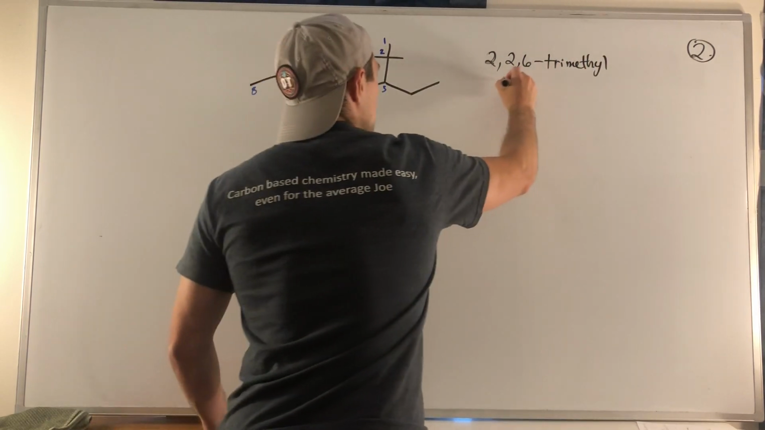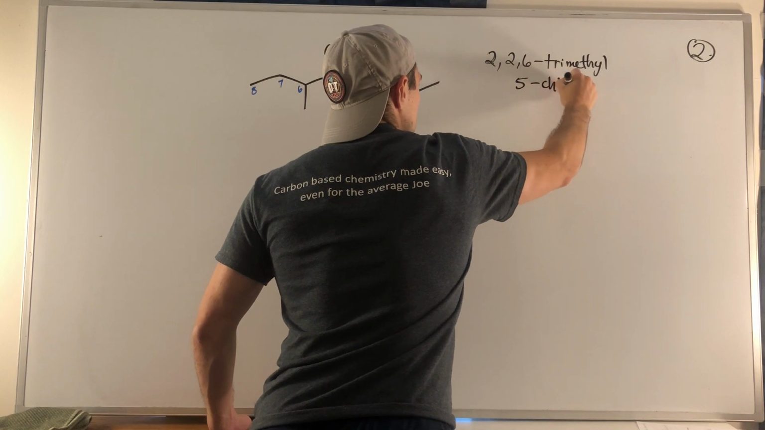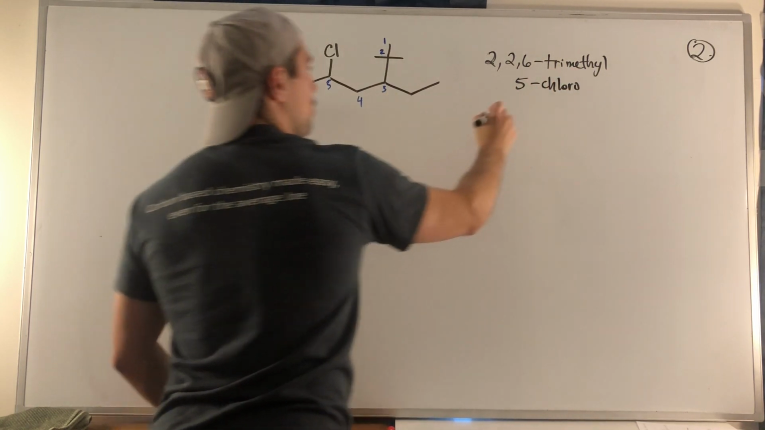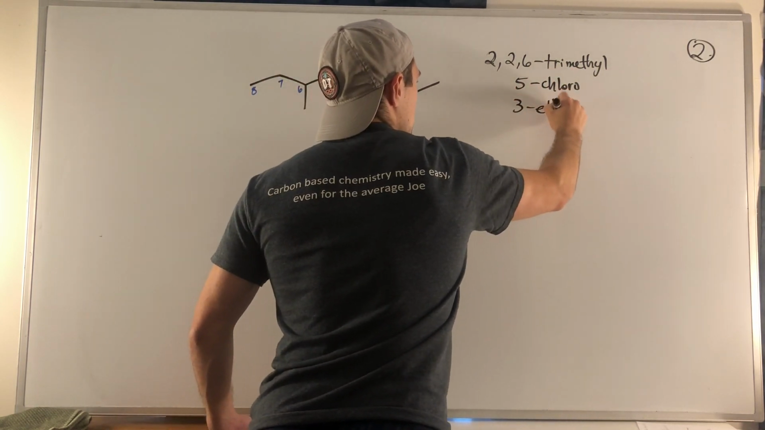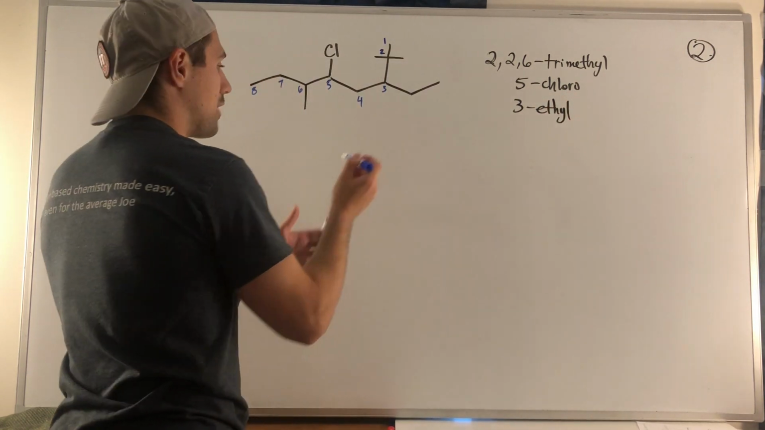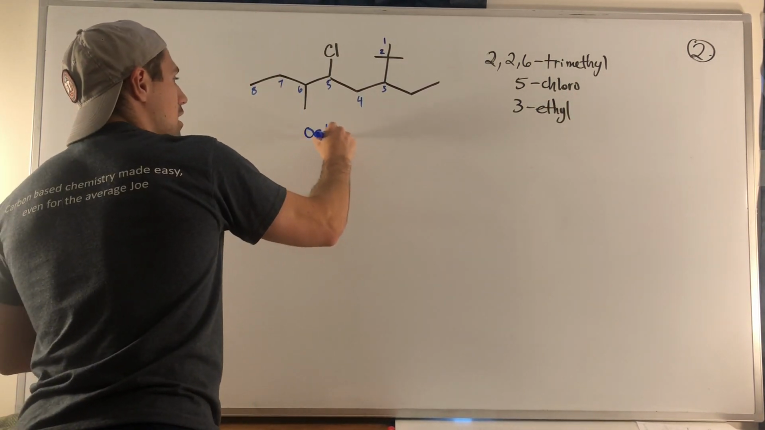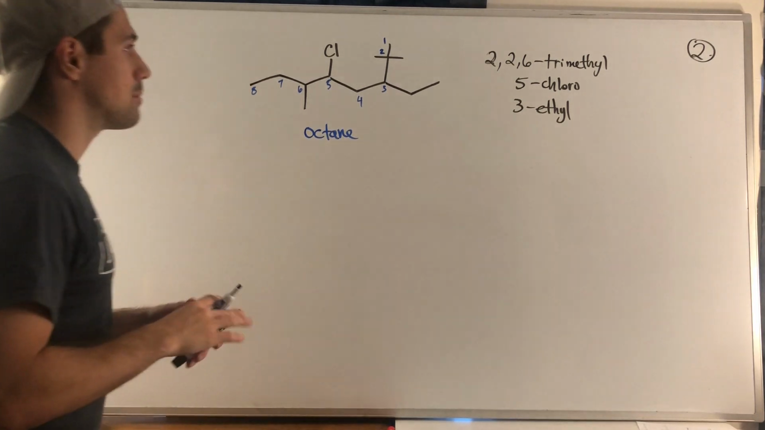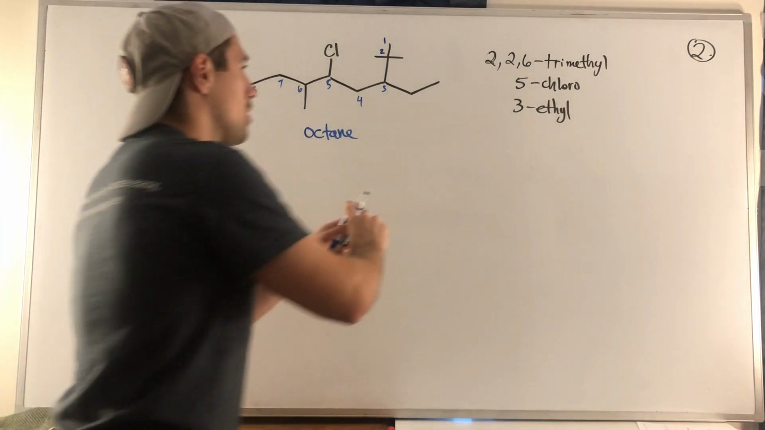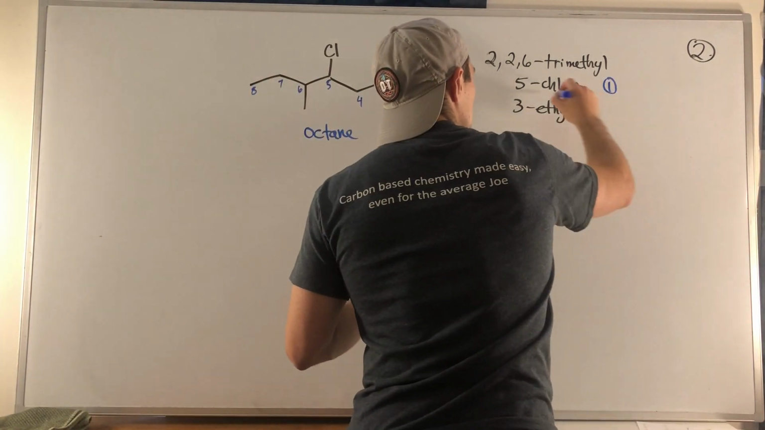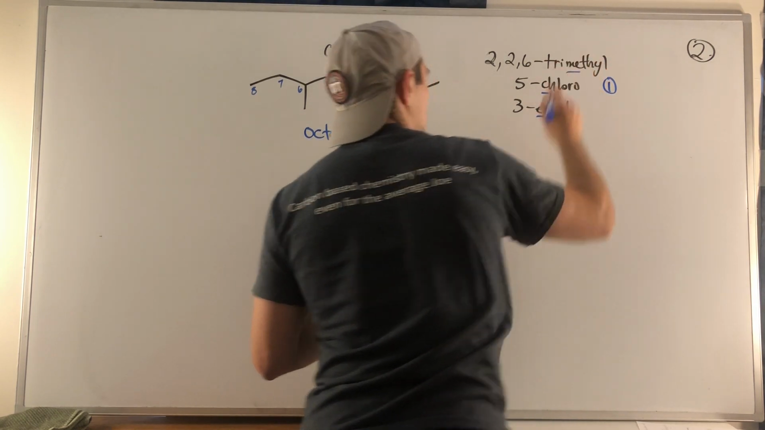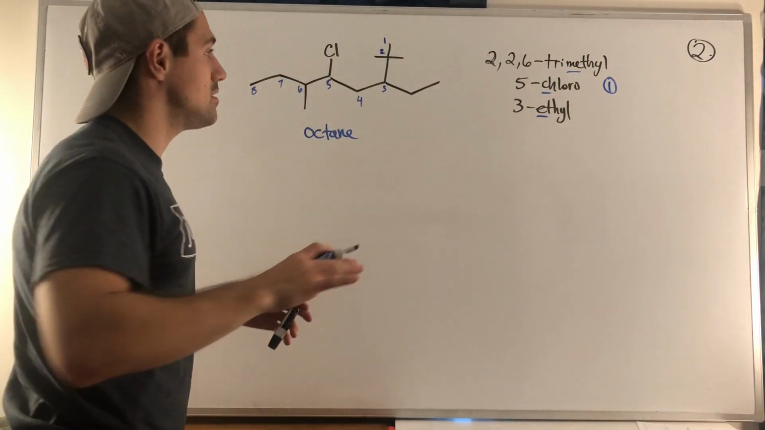Then we have 5-chloro. And I even forgot about 3-ethyl. This is 8, so we have an octane on our hands. And I know I said I'd pause the video and write the name, but this is a pretty small one. So chloro is our first, right? So we got this, this, and this. Remember, tri does not count, no parentheses.